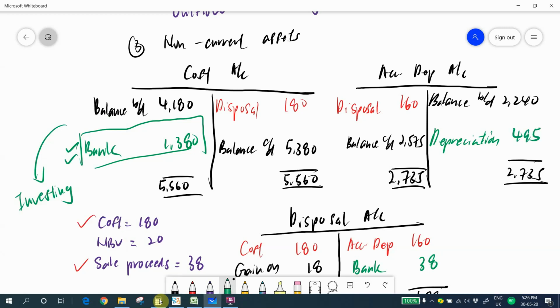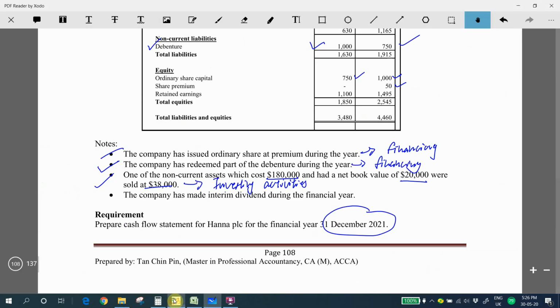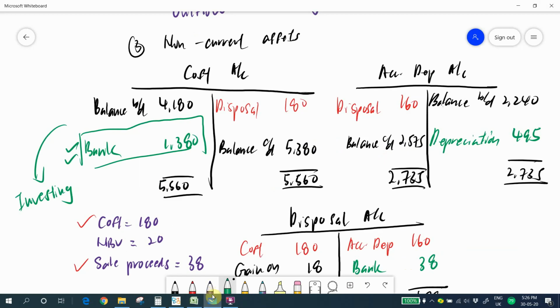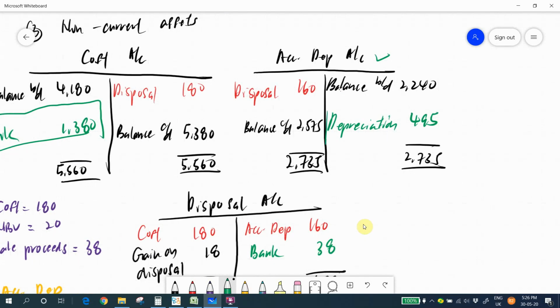And you may compare this amount to your income statement to see whether you have any depreciation information or not. Yes, you can see that from here our depreciation is 495, meaning that your accumulated depreciation account here is correct. So what information in your accumulated depreciation account has to show in the cash flow statement? The answer is your depreciation. Your depreciation has to show in your cash flow statement, and this depreciation is shown under operating activity as a non-cash transaction.